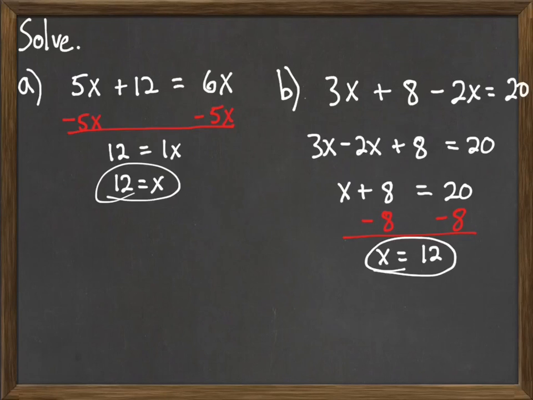So in the first example, we saw that the variable was on both sides, so we had to move it off of one of the sides. In that case, we did it by subtracting a 5x. Here we had some simplifying that we had to do first, right, by combining our like terms. Okay, so we're going to continue building up to more complicated problems in the future examples.